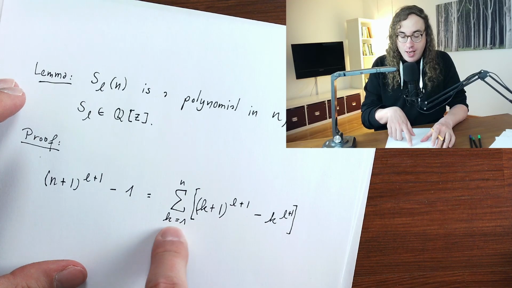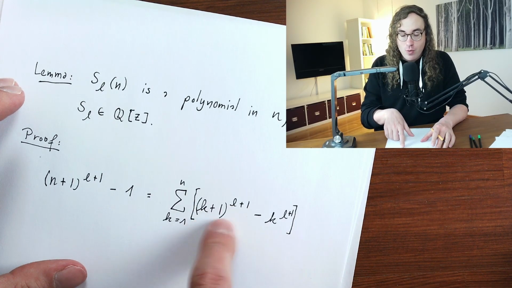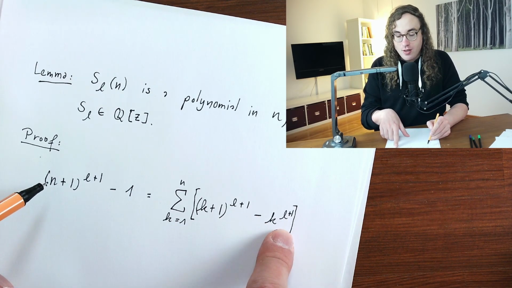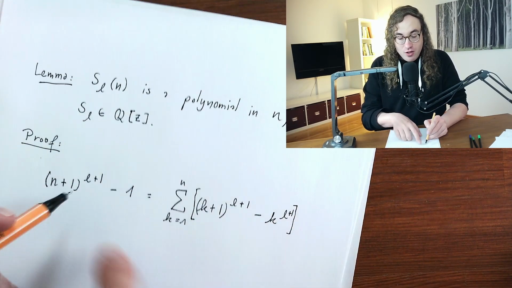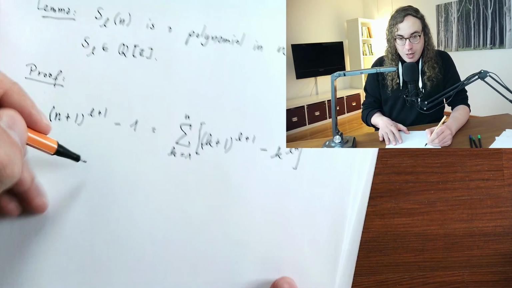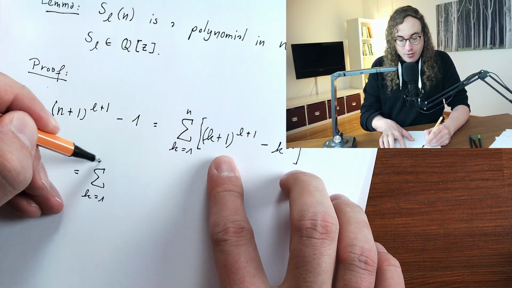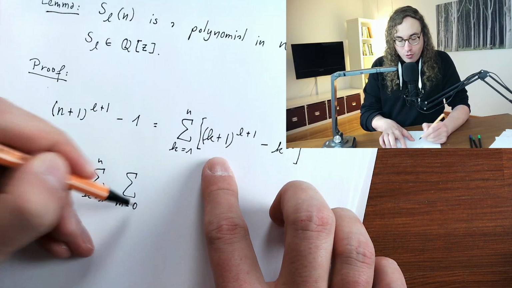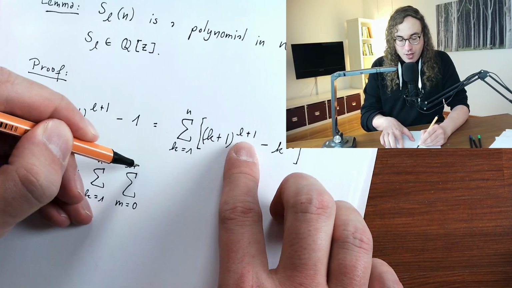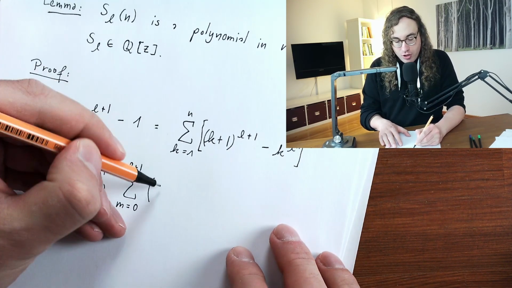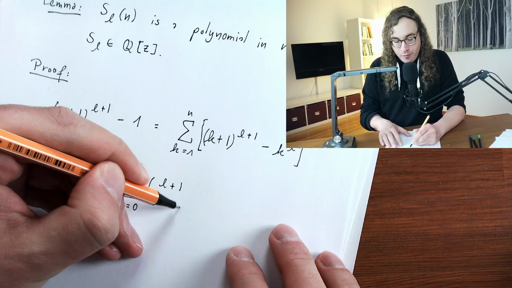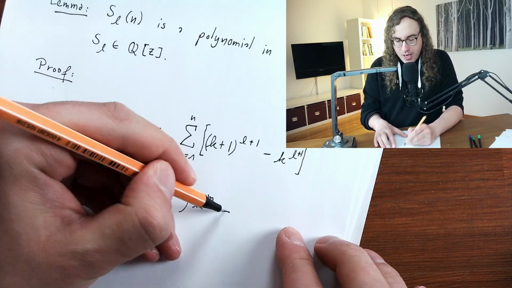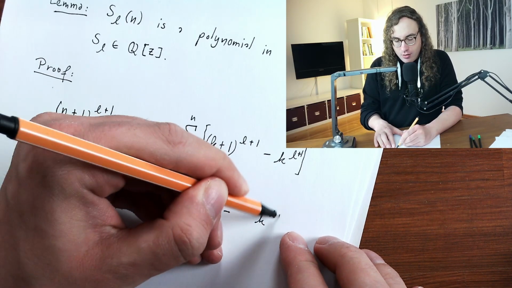The top term is where k is equal to n, and then we get n plus 1 to the l plus 1, so this is this term here. And this term is the one which cancels with the one from the previous summand. Okay, so this is just a telescope sum. Now I use the binomial formula for k to the n. So this is the sum, I'll call this m, going from 0 to l plus 1, the binomial coefficient l plus 1 over m of k to the m, and then I get back here minus k to the l plus 1.